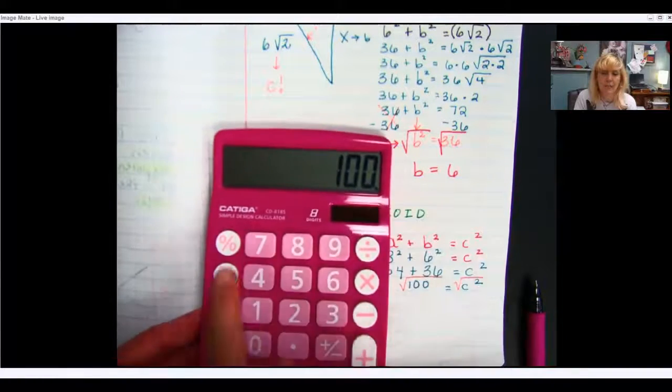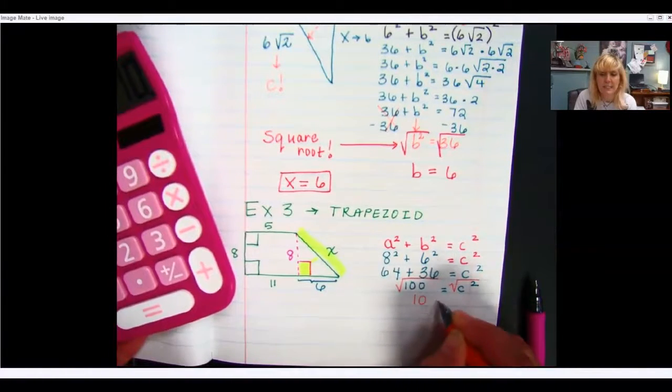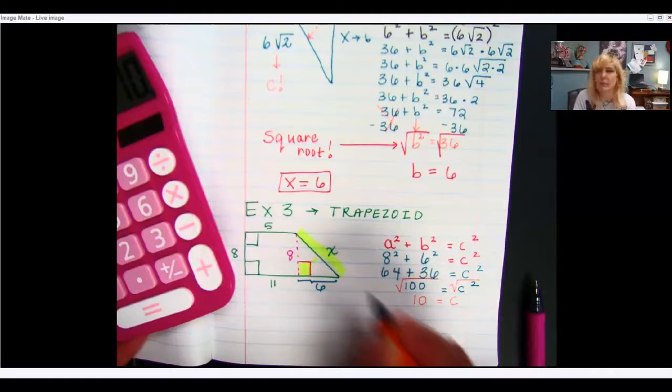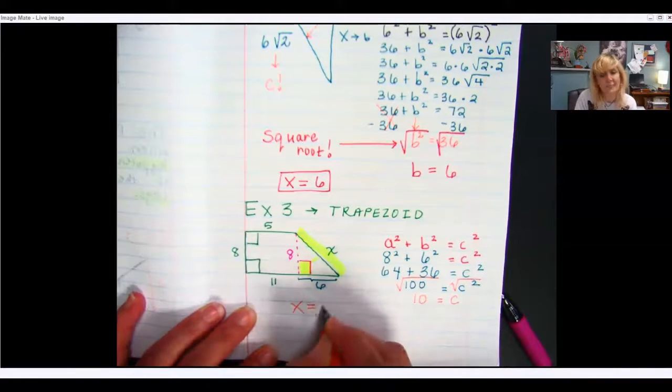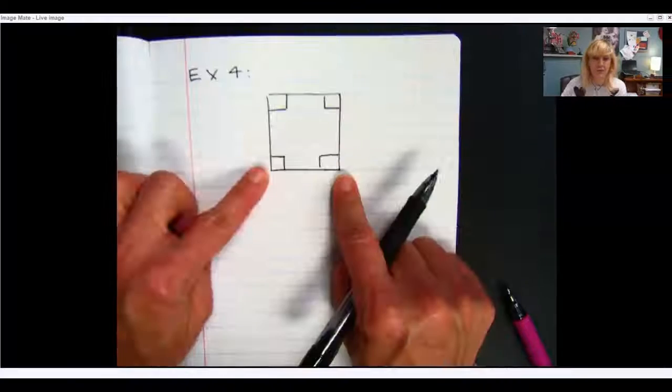What's the square root of 100? 10. So 10 equals C. Remember, you don't write the little 2 anymore. So that x value is a 10. That's it. Let's box that in.